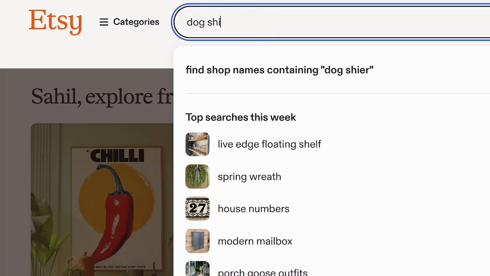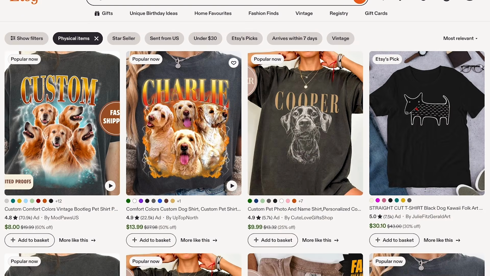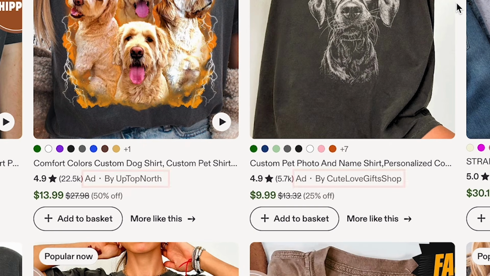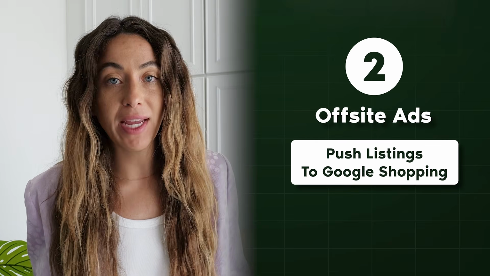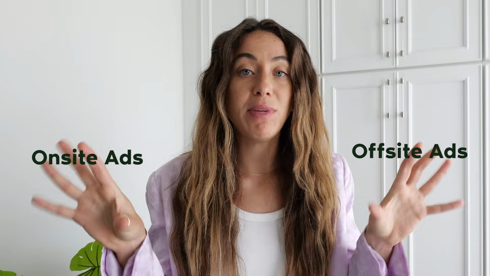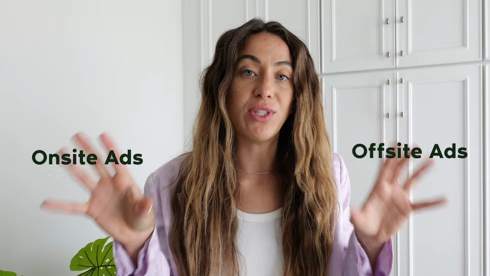So if you type in dog shirt, right, those first placements in that first row, which is the most valuable row that you can be in, are ad placements. Off-site ads are when Etsy is actually pushing your ads to partner platforms like Google Shopping campaigns, and they're actually running the ads on your behalf.